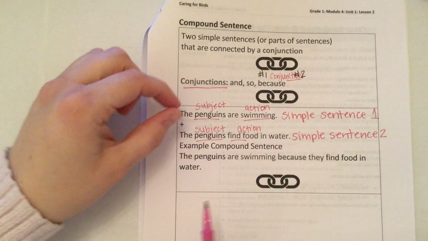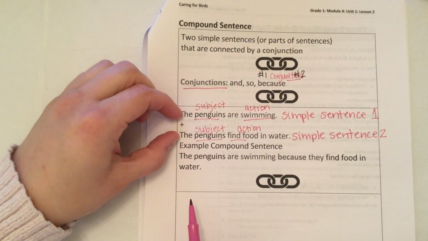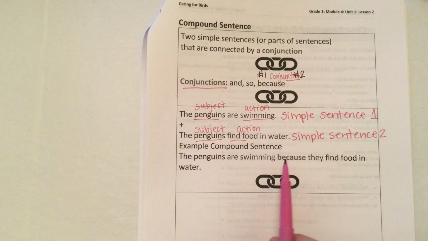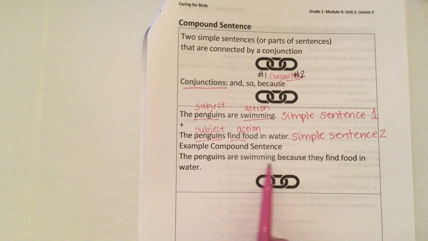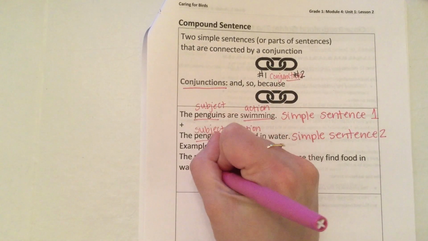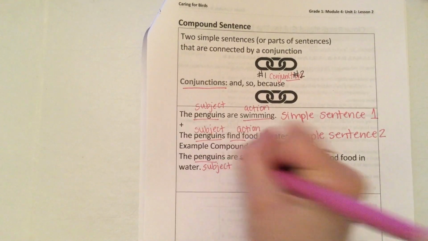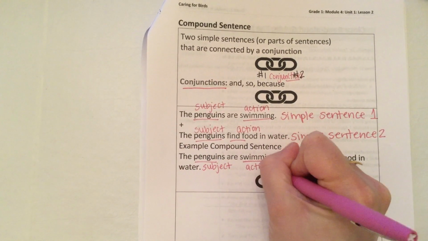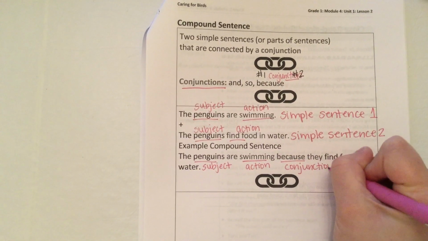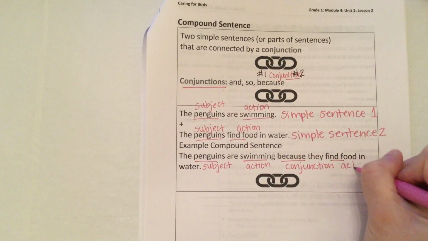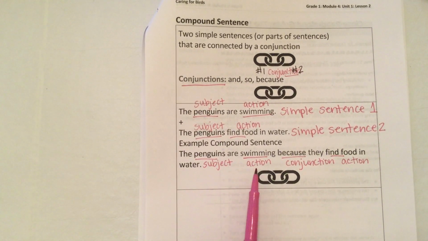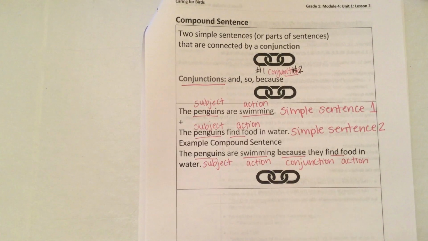If we wanted to make these 2 simple sentences a compound sentence, we would need to add one of these conjunctions. So the example that they used is because. The penguins are swimming because they find food in water. So we still have a subject, the penguins. We have an action, swimming. We have our conjunction, because. And we have another action, find. This makes a compound sentence when our subject and action are linked with a conjunction to another action.